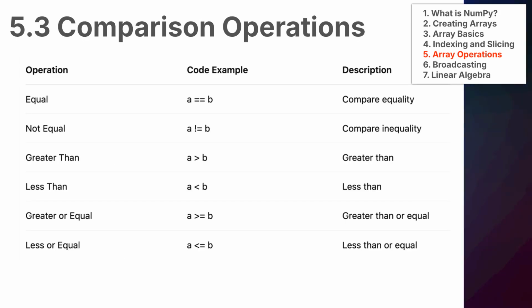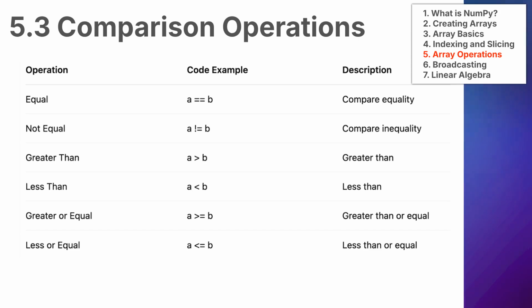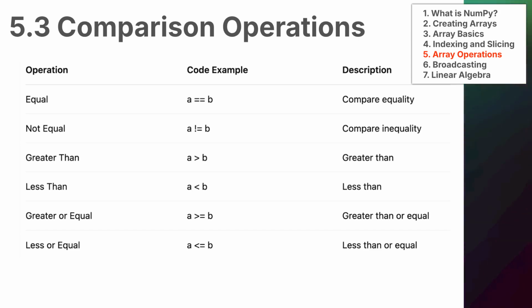Three, comparison operations. These operations let you compare two arrays or an array with a value and get back a new array of true or false values based on the condition. This is the foundation for filtering, masking, and Boolean indexing in NumPy. Let's check one of them.